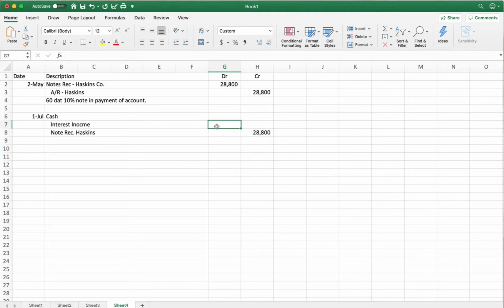They owe us interest income. Well, how much? Well, let's think about this. The principal amount was $28,800 times my interest of 10% times 60 out of 360. So when we're calculating interest, instead of taking out of 365, we're going to use 360 days for the year. So we earned interest income of $480.